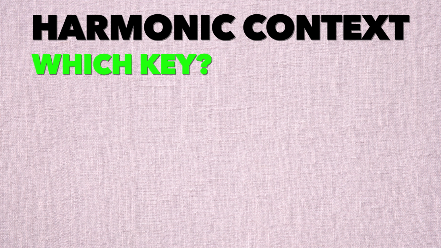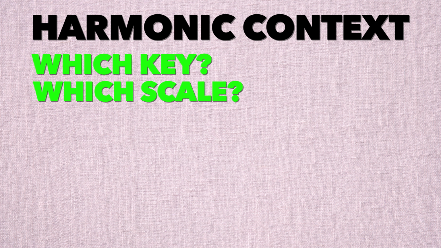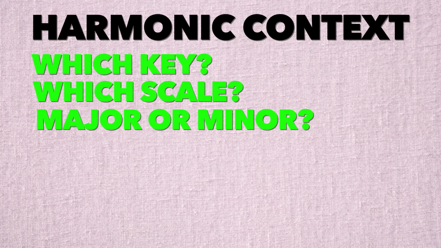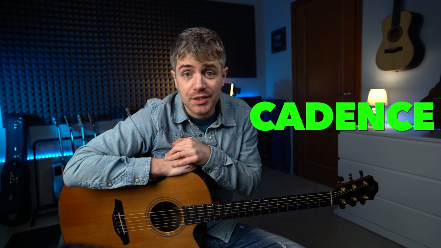For example, the harmonic context. Which key are we in? On which scale degree is this chord built? Are we playing in a major or in a minor key? These are all things that can help figure out this chord. We can also use cadences. A cadence is a progression of chords played at the end of a chord progression. The reason why they're so important is because they help you figure out the home chord and the key of a song.